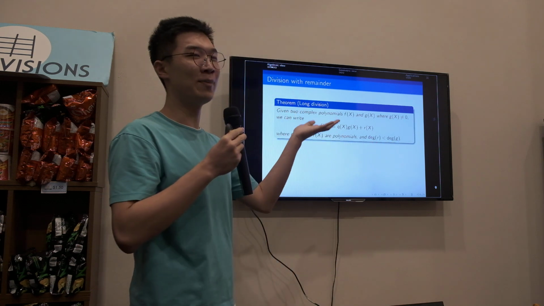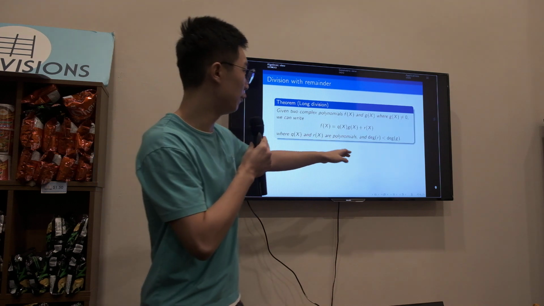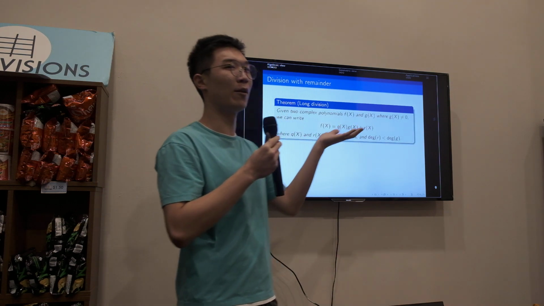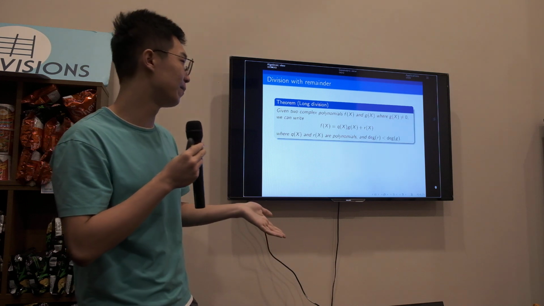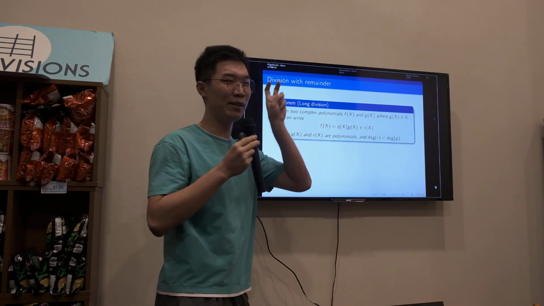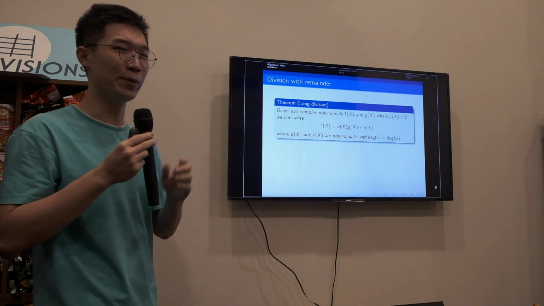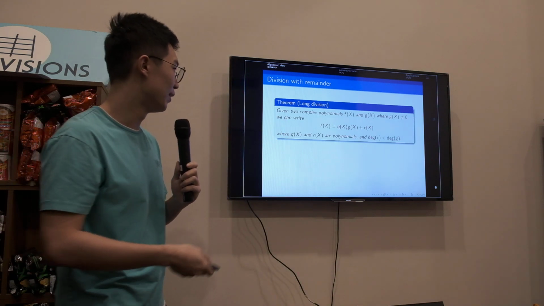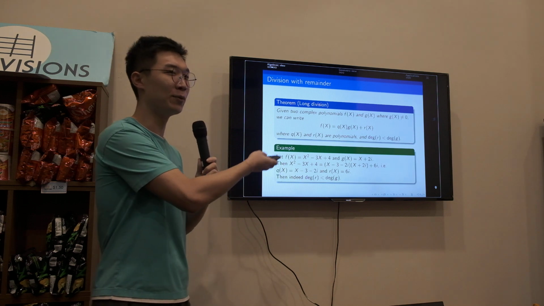So it's because if the degree of r is somehow larger, we can keep dividing, right? So this tells us that the degree function is somehow similar to the absolute value function. To give you an example, well, I did the math, so you don't really have to read this.